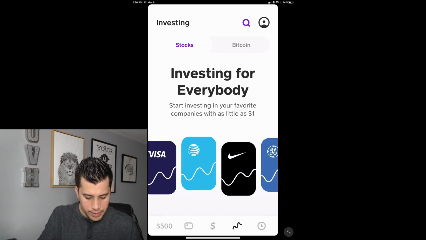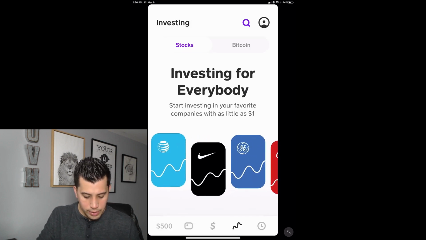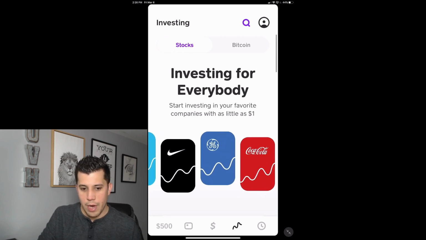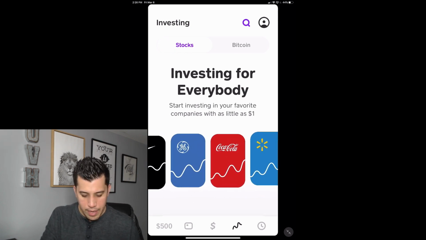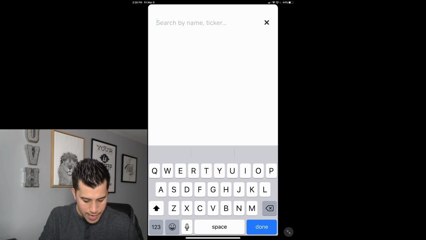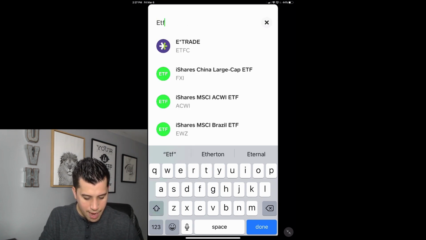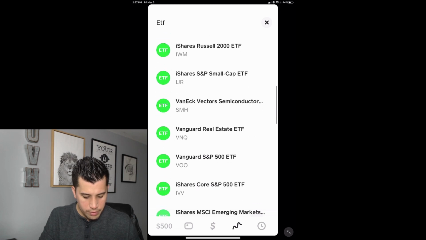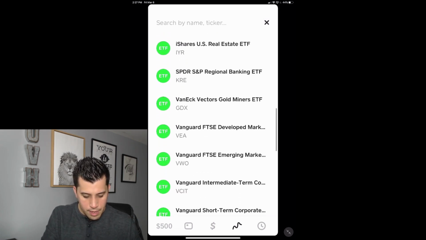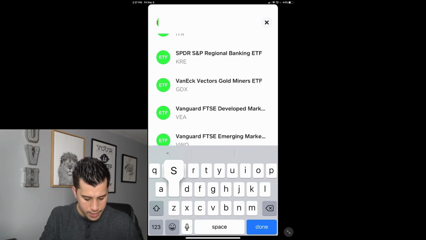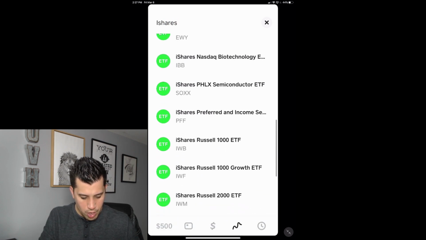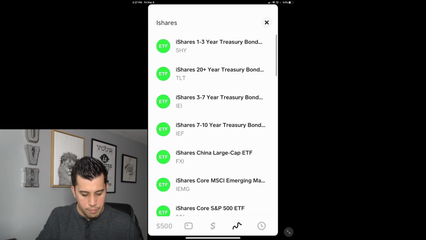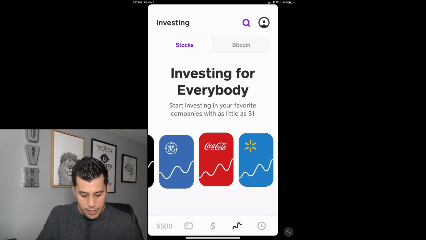The one thing I don't like about this is they don't have a way to easily scroll through all the stocks that they offer. Now, you can't just buy anything. They don't support everything, but if I'm looking at ETFs, you can just type in ETF and it pulls up different ETFs that you can buy. And let's look at iShares. You can see what all the iShares ETFs are. And just so you know, you can only be long these stocks. You can't short anything. So I want to be selective on what I buy here.